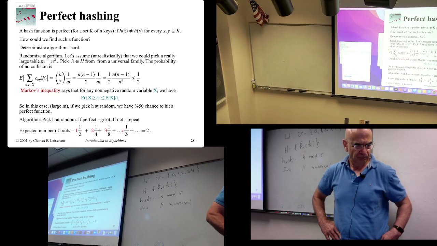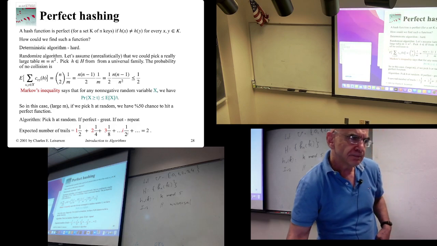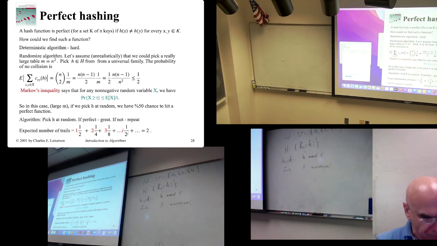For every 2 keys and neighbors, if you pick a random hash function, the probability of collision is less than 1 over 10.